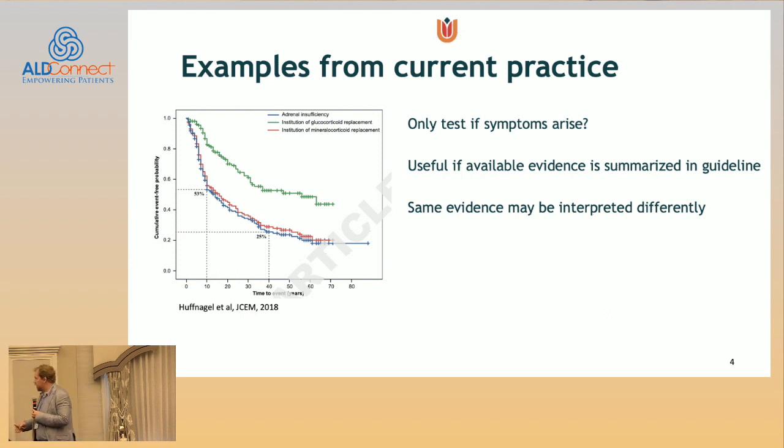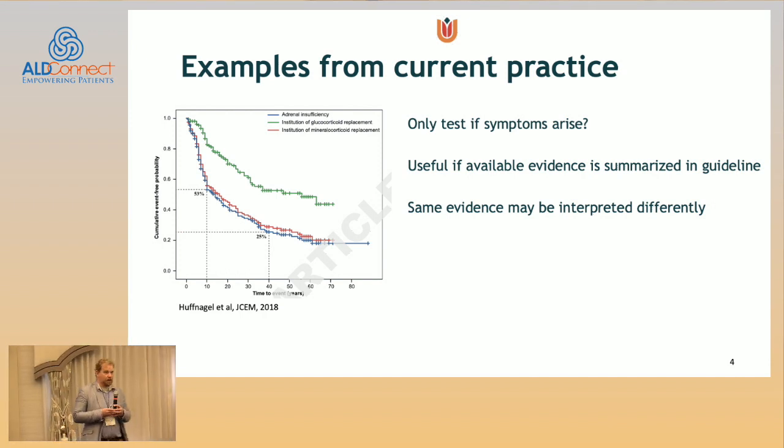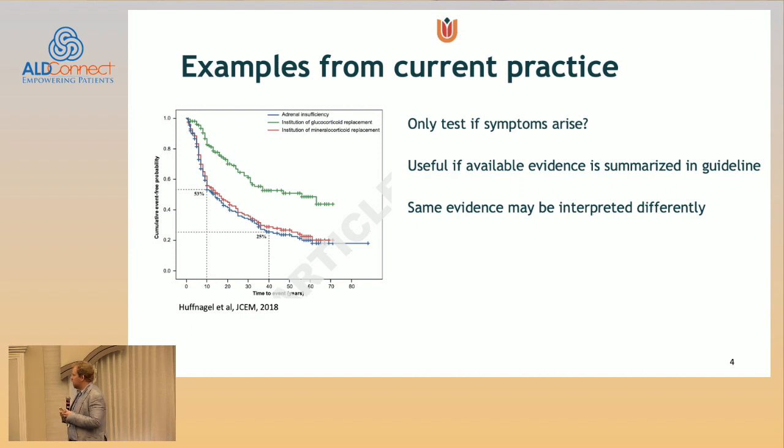And recently, as Florian already pointed out, we have some data that could help make an informed decision. If you look at this graph from a recent paper, you can see that after the age of 40, if you do not have adrenal failure by that time as a male ALD patient, you're pretty likely not to develop it during a lifetime. So I would be okay with only testing him if symptoms arise and not do it yearly. I think that is acceptable.